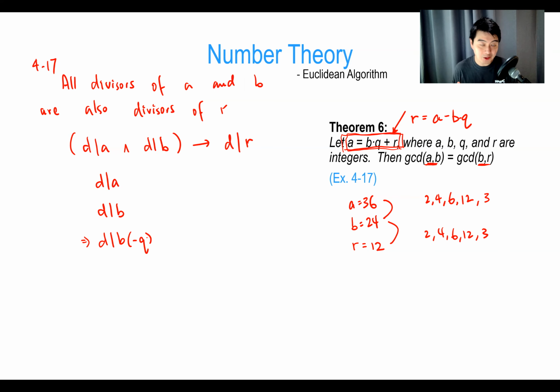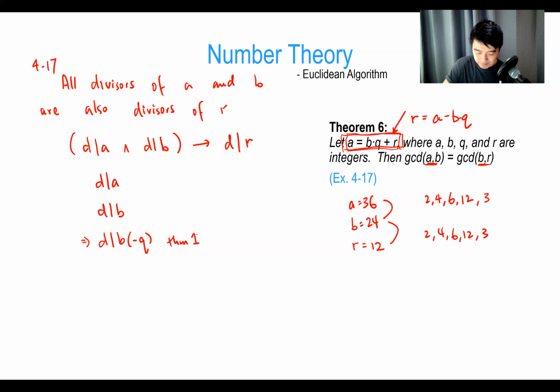Now, what is negative Q? Well, in fact, it doesn't matter. Q is just some integer, right? So if D divides B, then D divides B times anything. Remember in theorem one, so look back in theorem one of our chapter here. Under theorem one, there is a theorem exactly like that. If A divides B, then A divides B times anything. Okay, so this must be true.